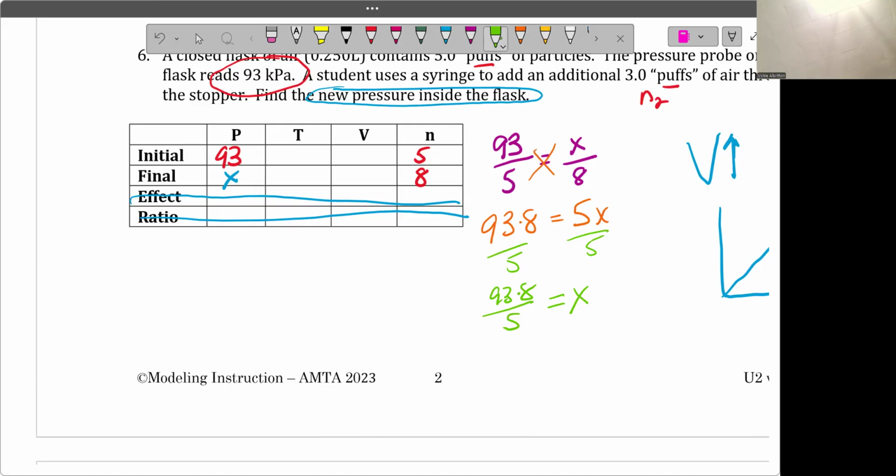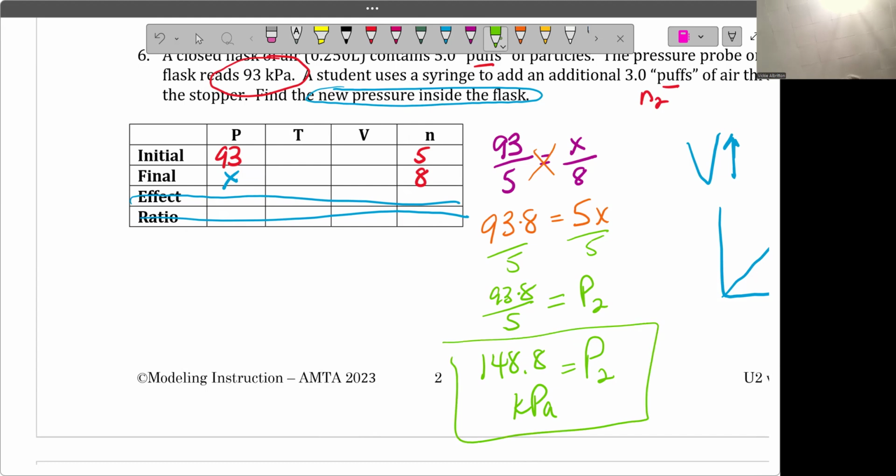So with my calculator, remember this x actually stands for P2. So with your calculator, 93 times 8 divided by 5 gives us our new pressure. Let me try this again on my calculator. I don't like what I got. 93 times 8 divided by 5 gives me as my new pressure 148.8, and these are kilopascals.